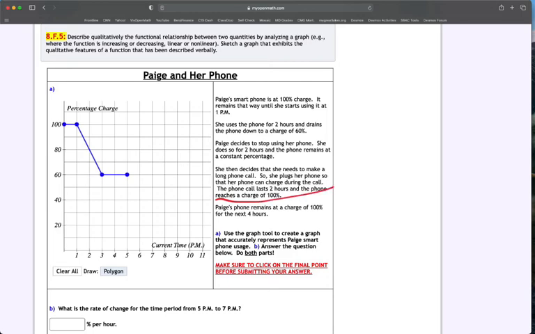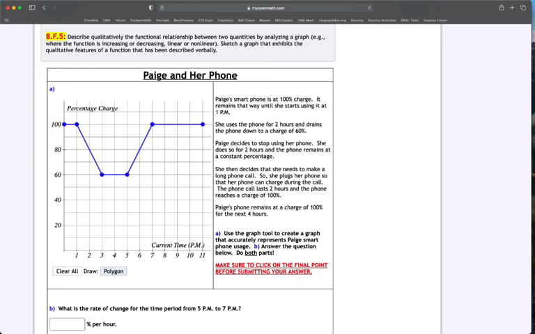She then decides that she needs to make a long phone call. So she plugs her phone in so that her phone can charge during the call. The phone call lasts 2 hours and the phone reaches a charge of 100%. So 2 hours, back up to 100. Paige's phone remains at a charge of 100% for the next 1, 2, 3, 4 hours. And that's what the graph should look like.